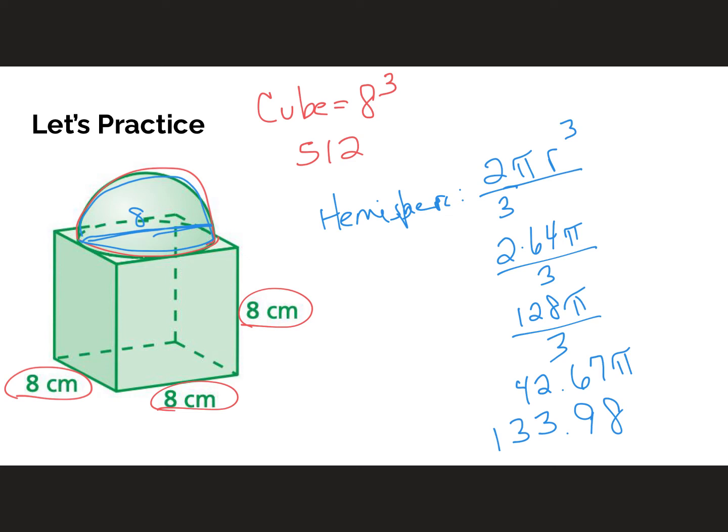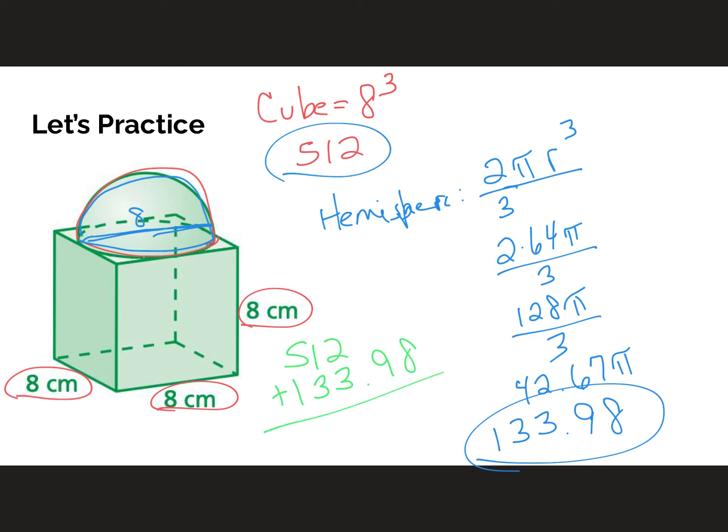Okay, and then we just have to go ahead and add our cube plus our hemisphere. So I'm just going to do 512 plus 133.98. I'm just going to add those. 8, 9, this is a 5, a 4, and a 6. So 645.98 is my final answer.